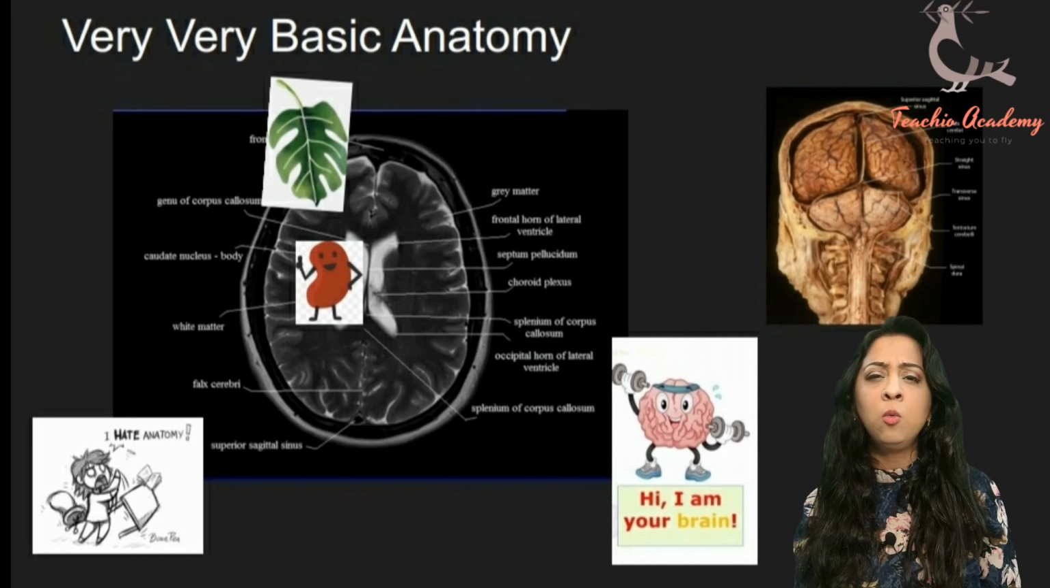Okay, now two important points that you need to understand, or two essential concepts that you need to know for your PLAB 1 exams.